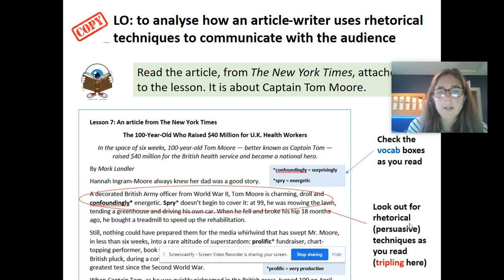Also, as you read, listen out for rhetorical persuasive techniques. So actually there was some tripling there. We'll come back to that later. You don't really need to mark it as you go through, but you're looking at how writers, real life writers, use some of the techniques that we have been looking at over the last few lessons.